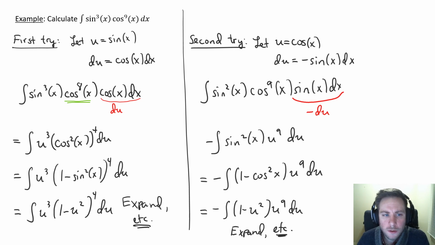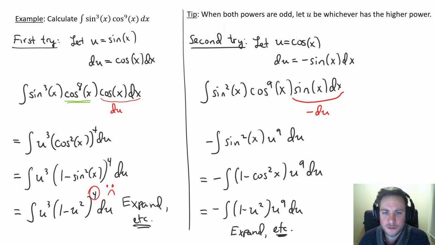When you compare these two methods, I hope you can see that our second attempt is the better method here. That's because our first attempt would have required us to expand out this power of 4, which isn't exactly hard, but it is annoying. So here's a tip that we just learned from doing this. If you're in a situation where both the powers are odd, it's easiest if we let u be whichever one has the higher power. In this case, cos x had the higher power, so letting u equal cos x led us to the easier solution, although both of them were possible technically.